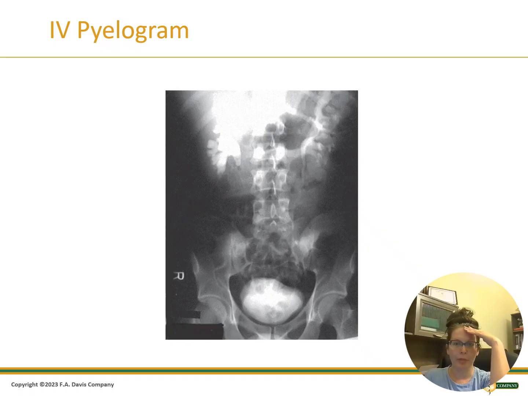Okay, here we go. IV pyelogram, this is going to be a KUB with contrast. So we are able to look at the outline. We see our spine here, and we can see the contrast, how it's moved down to the bladder. So here we're trying to detect any abnormalities, structure problems, looking for swelling, tumors, kidney stones, things like that.